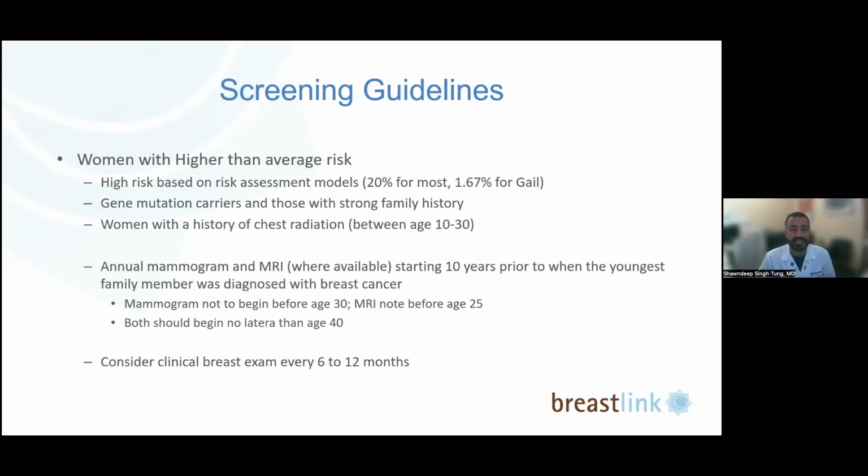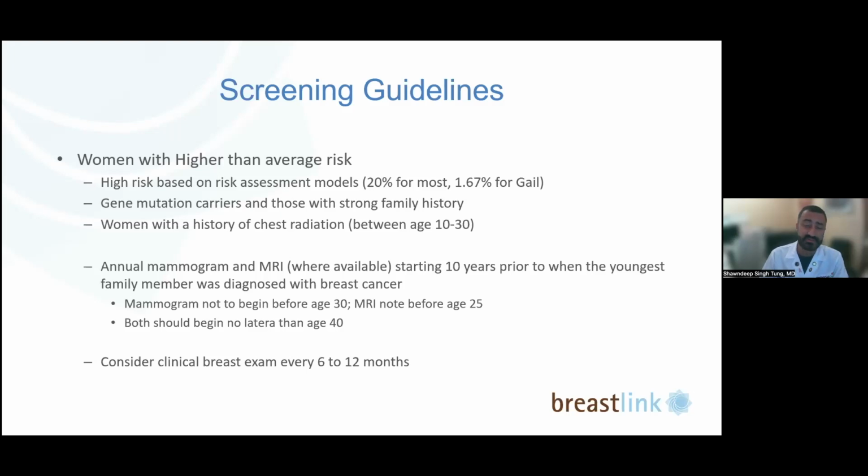So what about those women that I discussed that are at higher risk? So high risk is based on the risk assessment models, as I described earlier. 20% for most, certainly with the Tyrer-Cuzick model. If a patient has a lifetime risk of greater than 20%, I consider them high risk. And I initiate a high risk protocol, which I'll talk about in a second. And as I noted there, it's a different number for Gail.